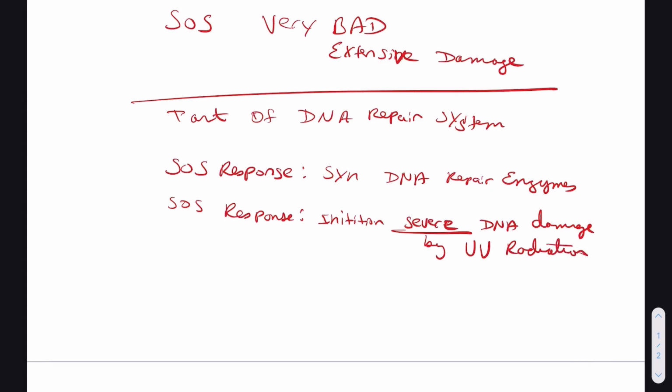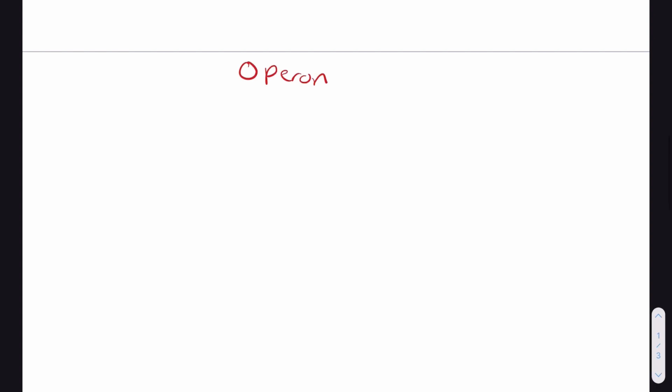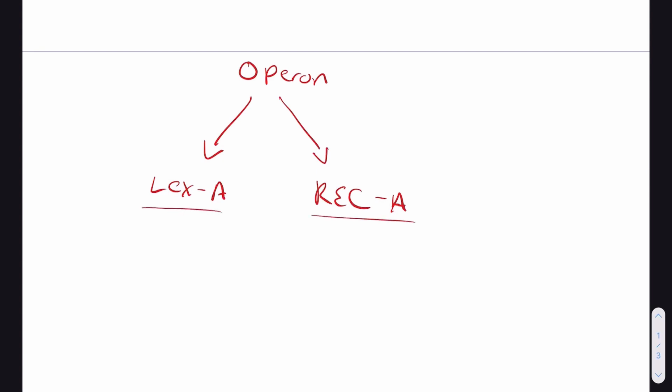All right, so what ends up happening is that we end up getting this operon for the SOS gene. It's regulated by two proteins. So when we have this severe, extensive DNA damage by ultraviolet radiation, the operon for the SOS gene gets regulated by two proteins, and this is what we're going to be looking at in a little bit of detail. So these two proteins that regulate it are LexA and the other one is RecA. LexA and RecA are the two proteins that play the key roles.